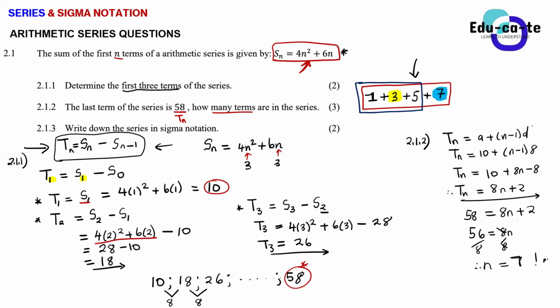We have 7 terms in this arithmetic series. So you can just continue adding 8 from this 26 until you reach 7 terms. You will definitely land at 58. Do you guys see how easy this is? Yes, sir. Okay. So we need to now go to the sigma notation. We need to now know, how do you write a series in a sigma notation?